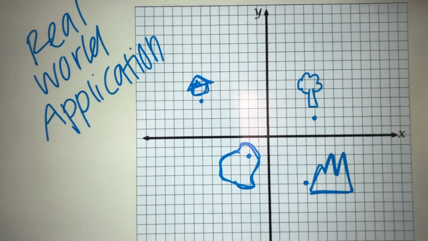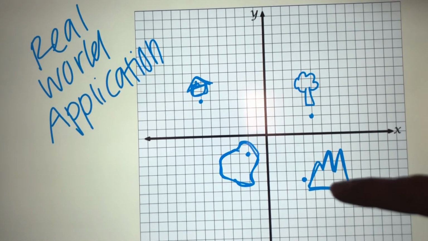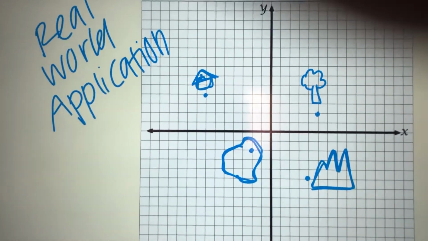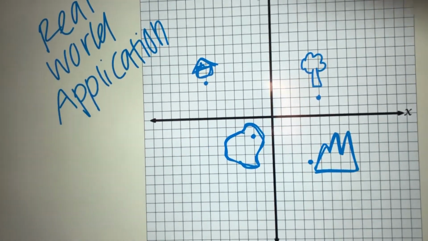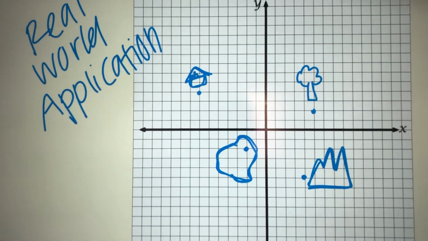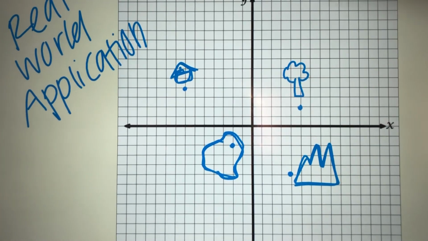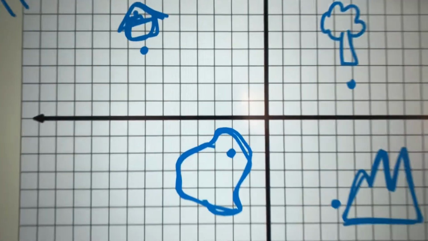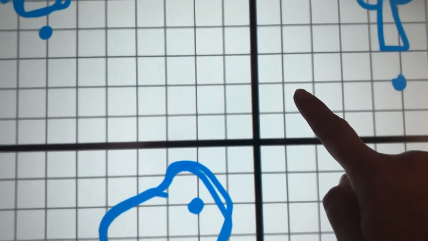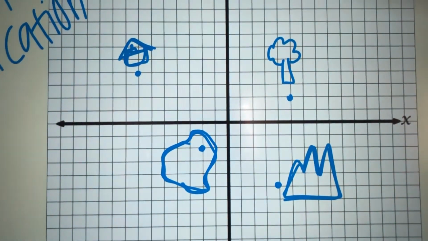Here I have a lovely house. I have a park, maybe a hill. I don't know. That's a lake. Okay. What they're going to be asking you is to find different locations based on the distance from things. Now, on your assignment, each one of these spots right here is going to be equaling 1 mile. So you're going to have to do some thinking.